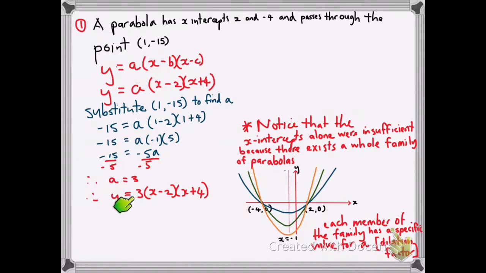So now we know the value of a, we can write the equation fully as y equals 3(x minus 2)(x plus 4). Notice that the x-intercepts alone were insufficient because there exists a whole family of parabolas that have the x-intercepts of -4 and 2. So the value of a, in this case 3, acts as a dilation factor and stretches the parabola when a is greater than 1 and dilates it to make it wider when it's less than 1. So each member of the family has a specific value of a, the dilation factor.